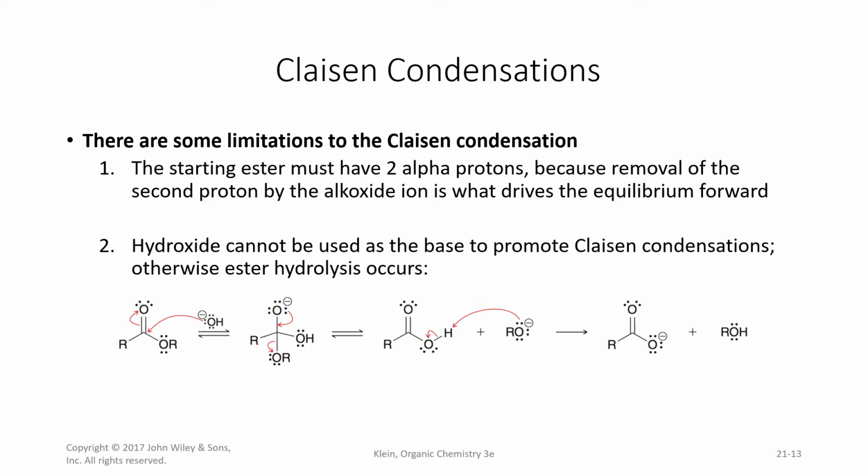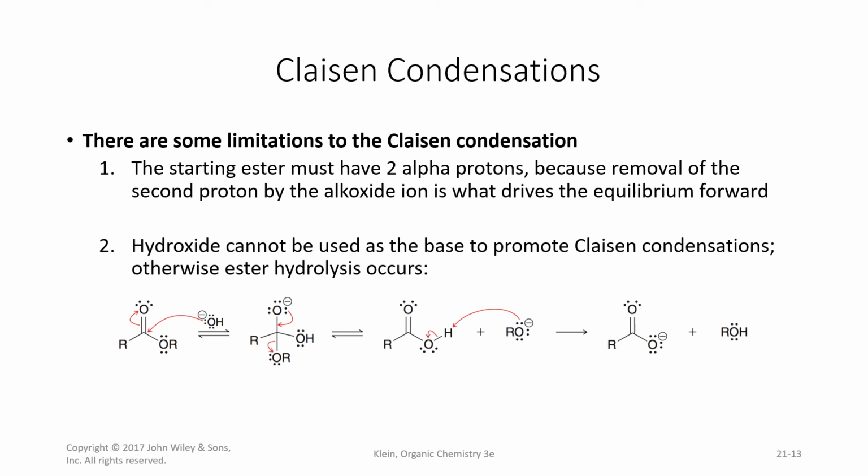Again, there are some limitations. First, the starting material must have 2 alpha protons, because the removal of the second proton by the alkoxide drives the equilibrium in the forward direction. Secondly, as I stated before, you cannot use hydroxide because we will have hydrolysis, which is what we see in this reaction. Instead of the enolate being formed, the hydroxide will do a nucleophilic attack on the carbonyl group of the ester group, and we end up with hydrolysis, which means that the Claisen condensation will not occur.